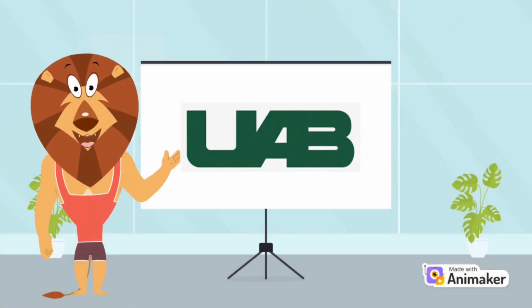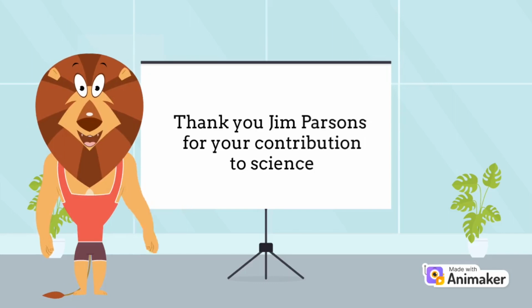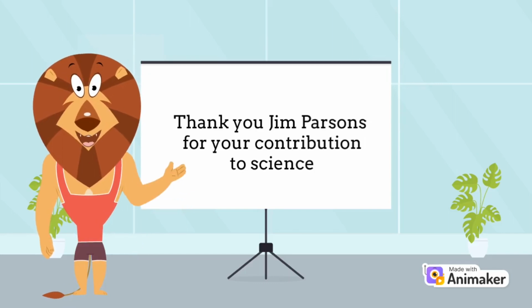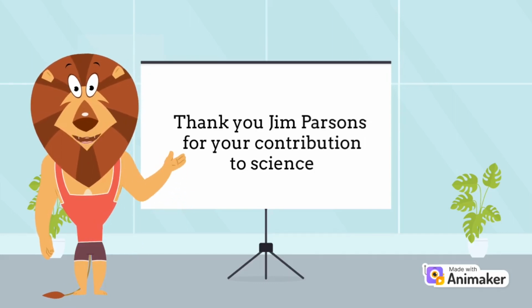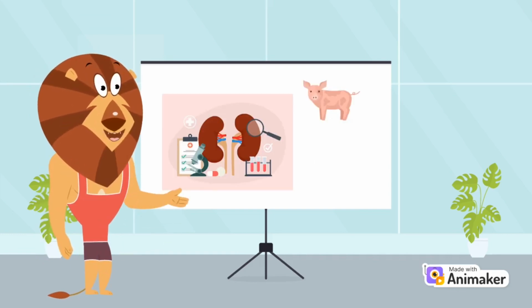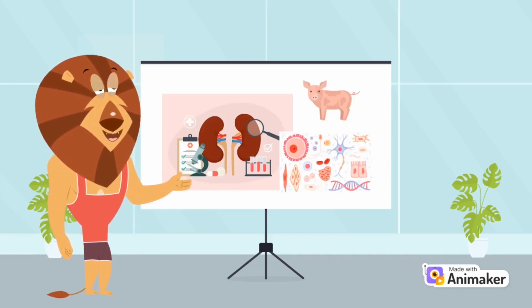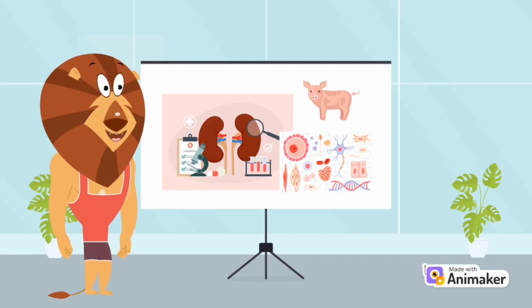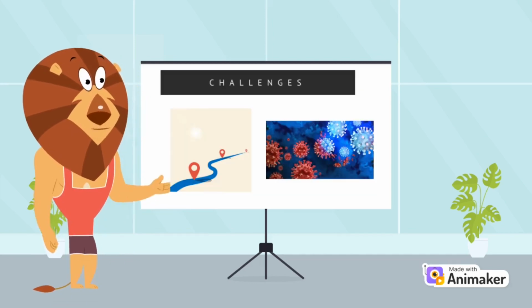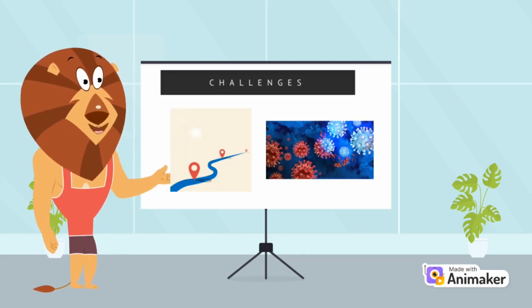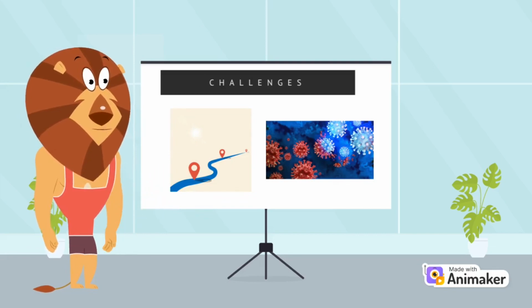At the University of Alabama at Birmingham, this procedure was made a success. Jim Parsons, a 57-year-old brain-dead recipient, received 2 genetically modified pig kidneys. While on a ventilator, the kidneys function properly. This has been a major breakthrough for xenotransplantation. However, challenges still arise, such as infection, lifespan, and overall health of a human with a foreign organ.